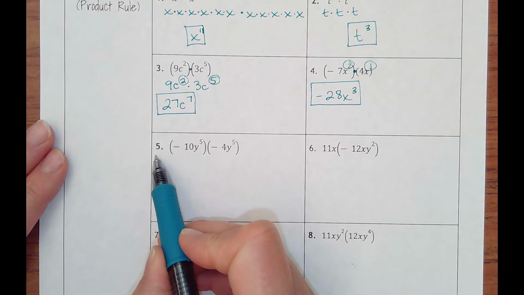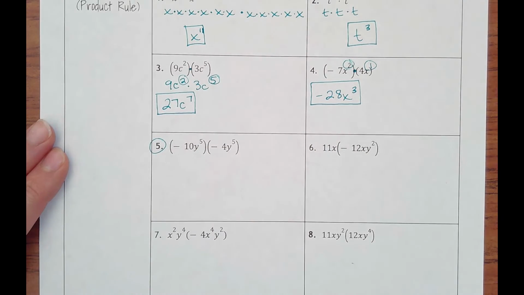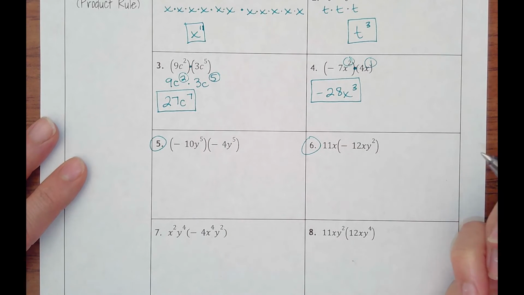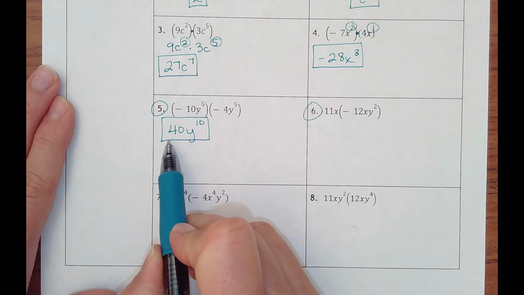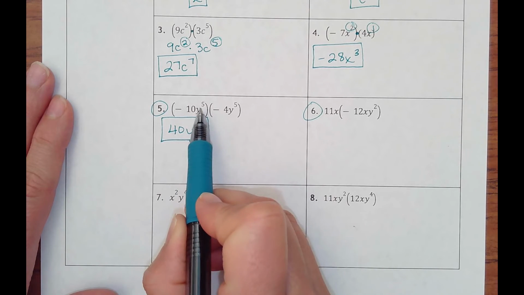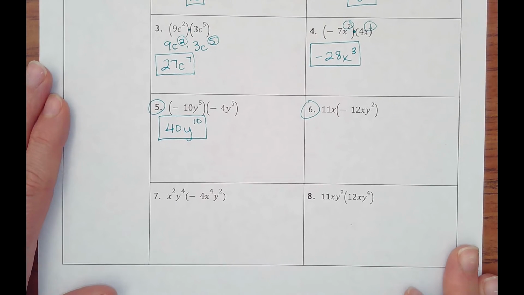All right, number 5. I'll let you try it. Why don't you pause and try that one? And you could go ahead and try number, we'll wait on 6. Just try 5. Okay, so I'm hoping you remember that a negative times a negative is a positive. 10 times 4 would be 40, and then we're not multiplying, we're actually adding 5 plus 5 to get y to the 10th. That's how many y's are getting multiplied together.